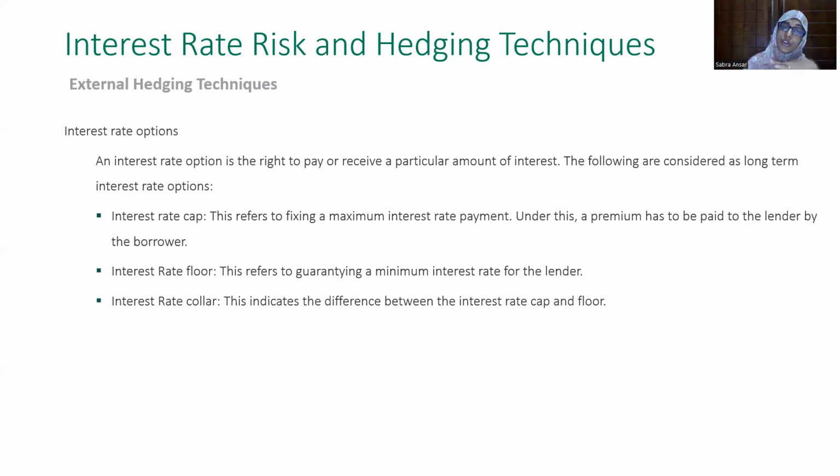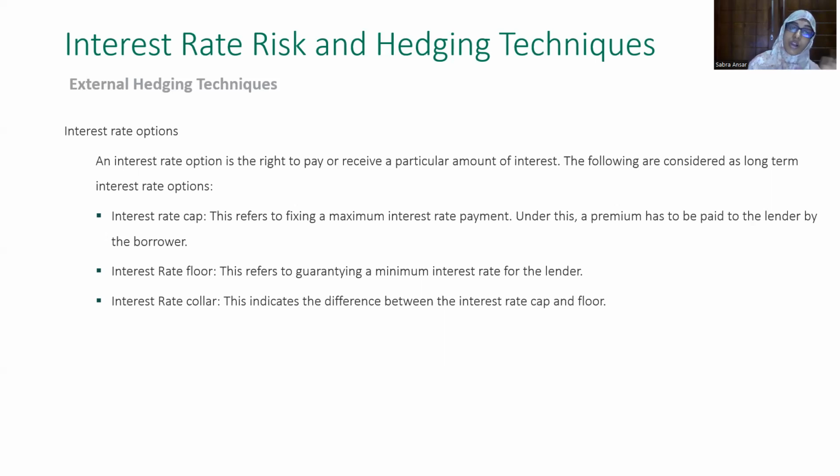Now the interest rate floor. From just the name, you should be able to understand. When you say cap, obviously a cap is something on top, so there will be a cap, as in this is the maximum that will be paid. When it comes to the interest rate floor, it's the minimum interest rate for the lender. Floor means obviously it's down. With the name itself, you should be able to understand what it is. So the interest rate floor is quantifying a minimum interest rate for the lender.